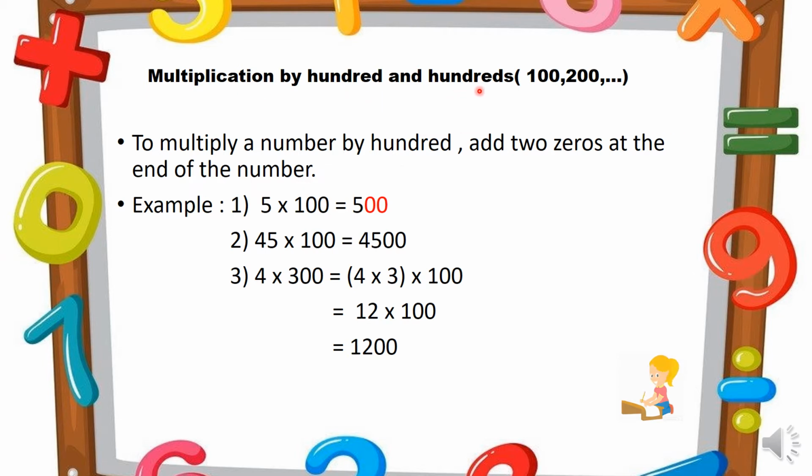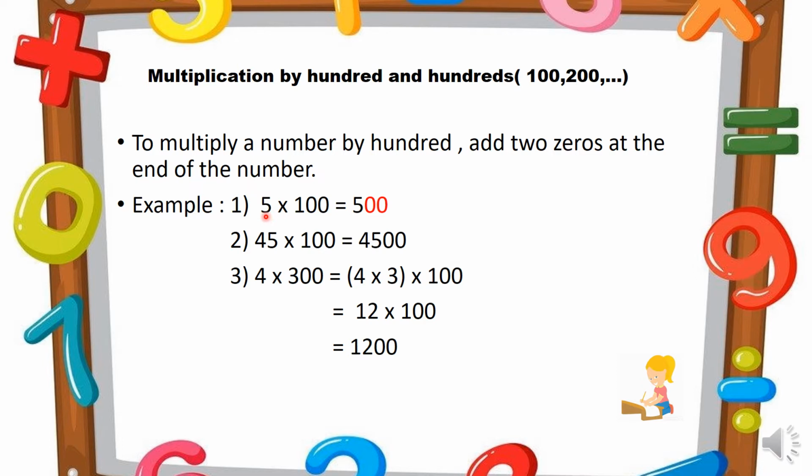Multiplication by 100 and hundreds. To multiply a number by 100, add 2 zeros at the end of the number. In the previous example, we added 1 zero at the end of the number by multiplying the digit by 10 or tens. Here we are multiplying a number by 100, so you have to add 2 zeros at the end of the number.